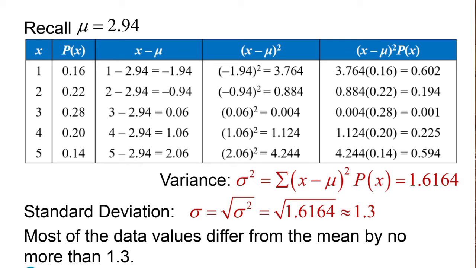In order to find the variance, you must add all the values found in the fifth column. So 0.602 plus 0.194 plus 0.001 plus 0.225 plus 0.594 is equal to 1.614. This is your variance. Note that the standard deviation is the square root of the variance. So you only need to find the square root of 1.614, which is approximately equal to 1.3.